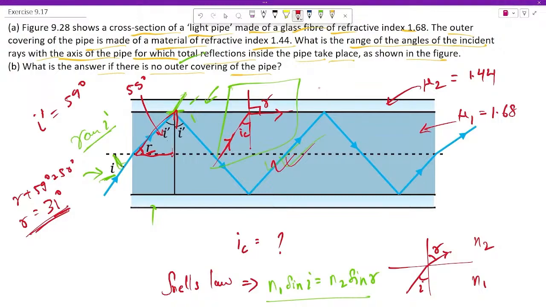Now for this value of R to be 31 degree, what should be the angle of incidence? Again we will apply Snell's law over here. Now we can take the refractive index of this media as 1, and we know the refractive index of this media, that is the glass core media, as 1.68. So we will apply Snell's law over here.